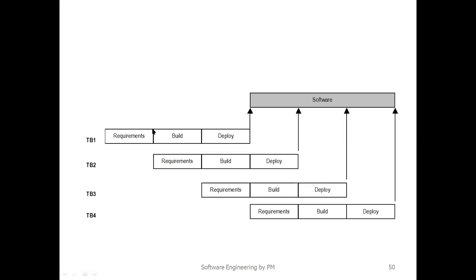On completion of this T by 3 of the first time box, we have started the second time box, the second iteration. Rather, I can say before even completing this iteration, the requirement activity of the next iteration is started. Before even completion of this iteration, the requirement activities of the third time box is started.